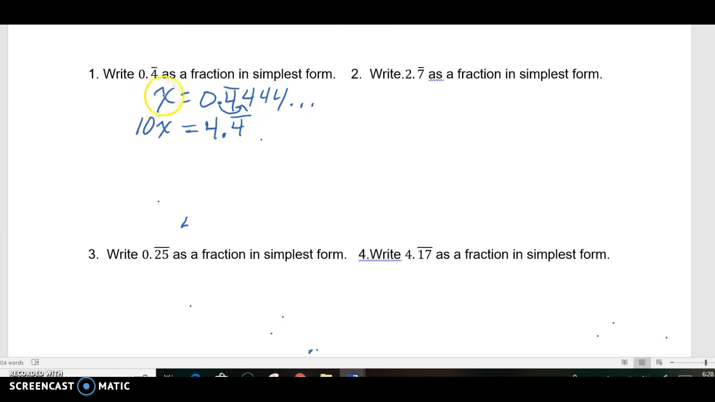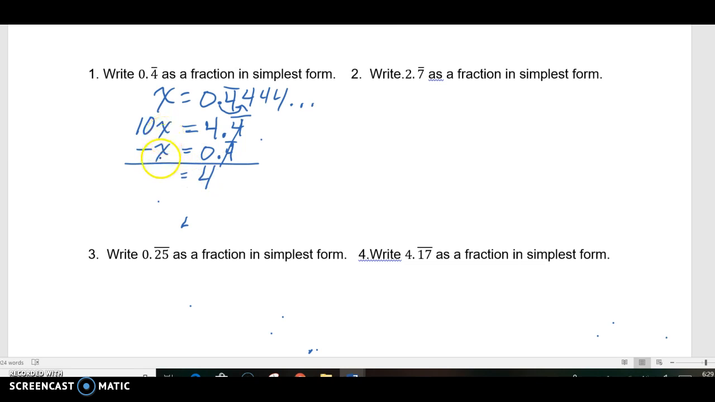Step 3 is to subtract this original. So we're going to subtract x equals 0.4 repeating. And then I'm going to just solve it like an equation. So over here, notice when I subtract 0.4 repeating minus 0.4 repeating, those cancel. The whole repeating part of the decimal just drops out. I have 4 left over.